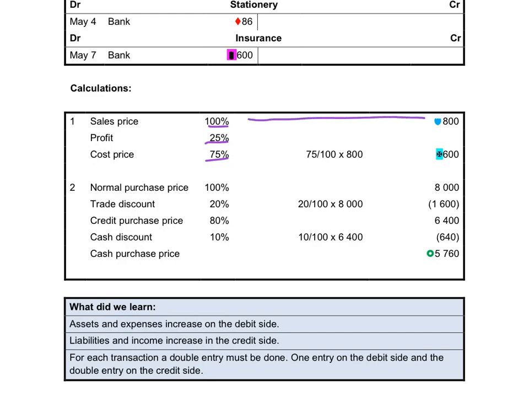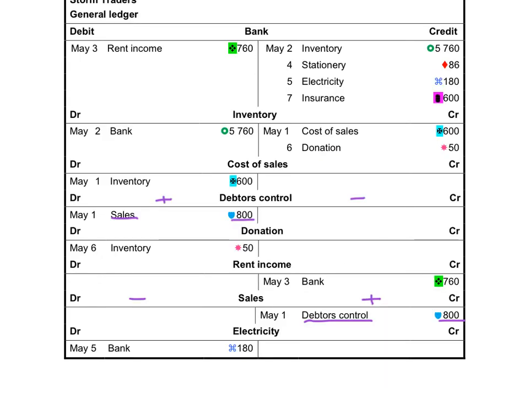So if we want to calculate the cost price, the percentage that we want, 75, divide by the percentage that we know, 100, times 800, and that will give us 600 Rand. So the one that we want will go at the top and the one that we know at the bottom. The inventory will be credited because we reduce inventory on the credit side. Inventory is an asset that increases on the debit side.